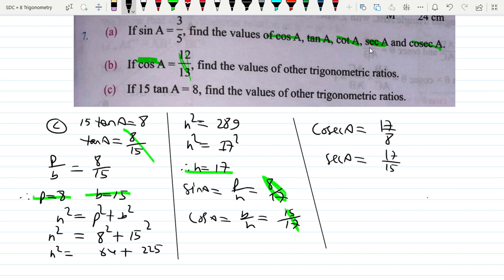And now we go for finding the ratio of cot, and cot is the reciprocal of tan. Tan we have already been given 8 by 15, so its reciprocal is 15 divided by 8. So this way we have found all remaining 5 ratios when 15 tan A equal to 8 is given. So this way we completed this number 7, all 3 A, B, C. Now for the next number 8, please watch the next video.